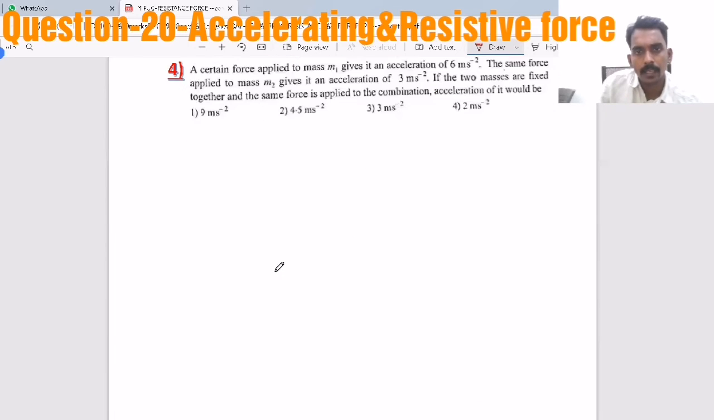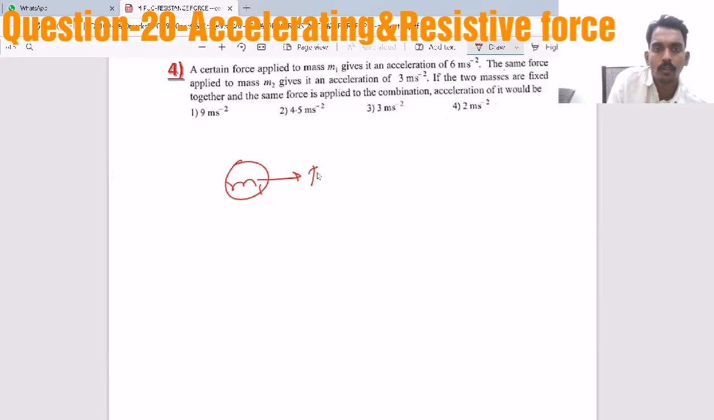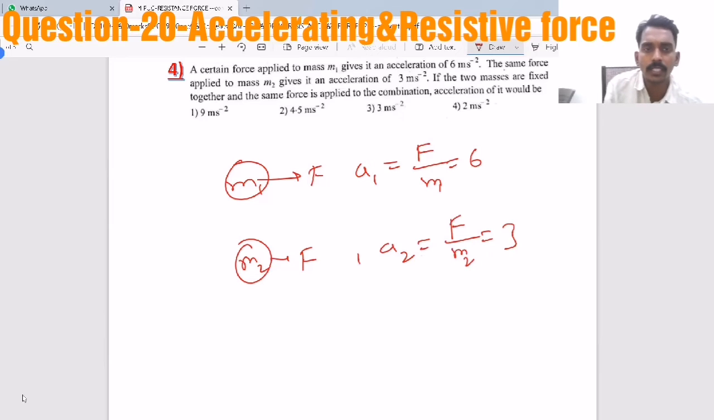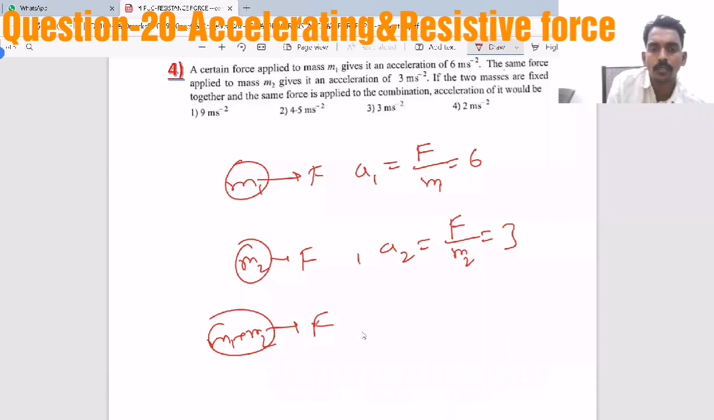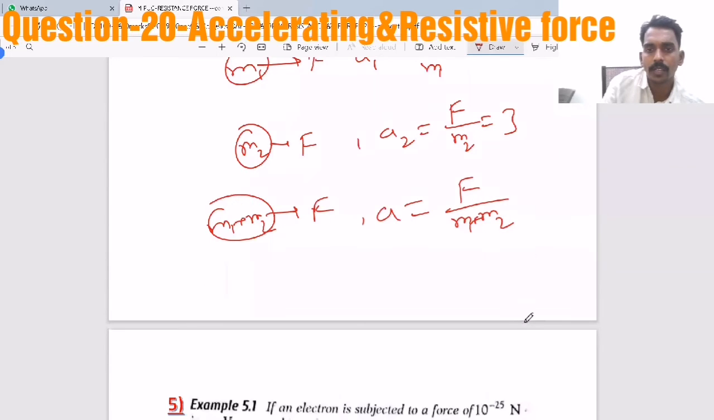Now one more question. A certain force applied to mass m1 gives it an acceleration of 6 meter per second square. Now some force acted on m1. We don't know how much. Now the acceleration is F by m1 and that is 6. Now the same force is applied on m2. Acceleration a2 is F by m2, that is 3. The two masses are fixed together. Now the total mass is m1 plus m2 and the same force is applied. Now the combination acceleration means F by m1 plus m2. But we don't know what m1 and m2 are.